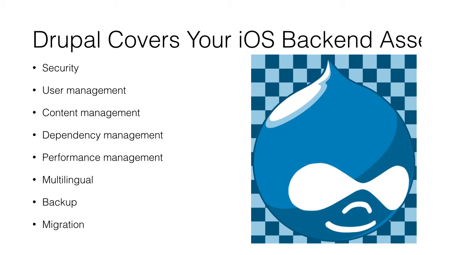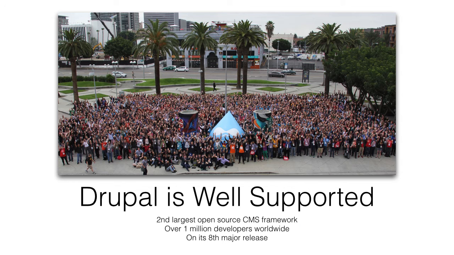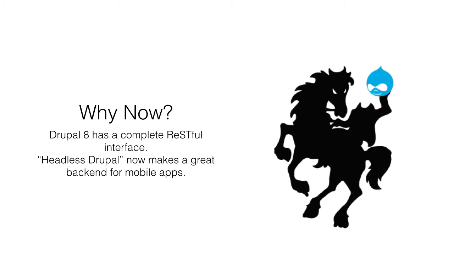Well, there's a way to do it with less front-end work and less back-end work. And that's through an open source content management system called Drupal. Drupal provides security, user management, content management, dependency management, and all the other things you expect on the back end without having to code. And Drupal is well supported. It's the second largest open source CMS framework with over 1 million developers, and it's on its 8th major release.